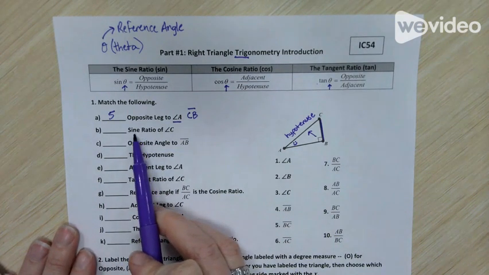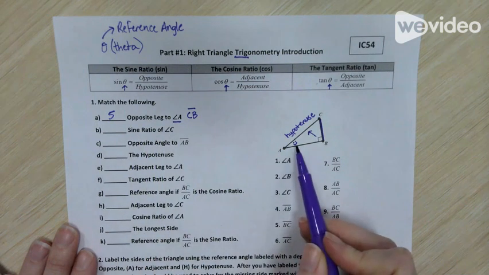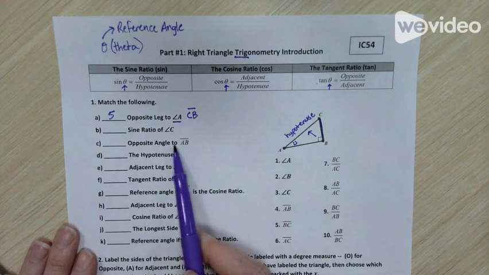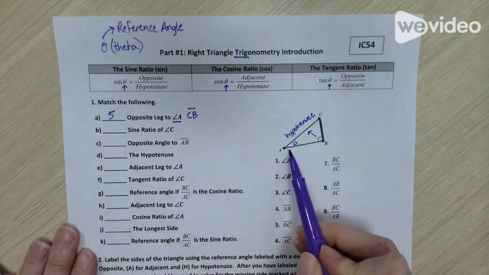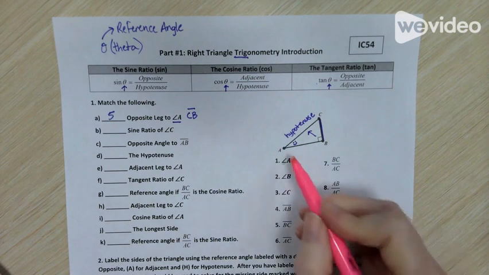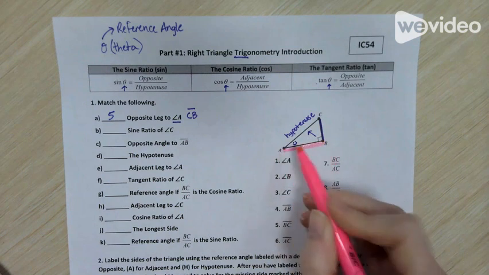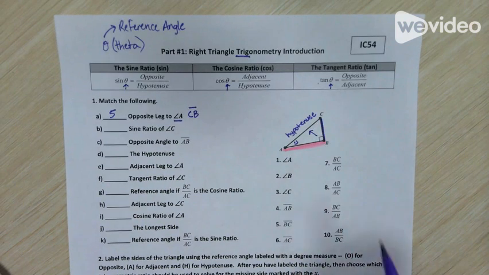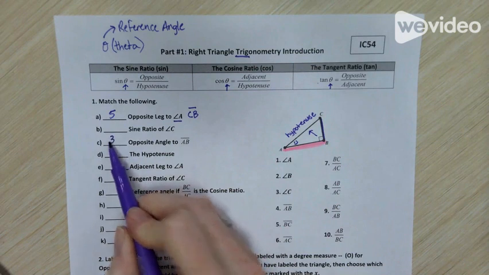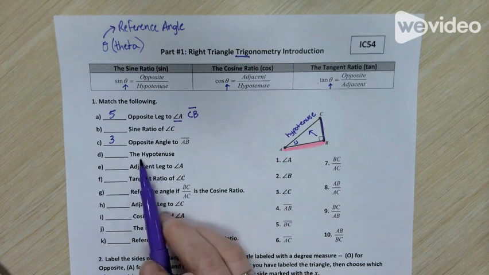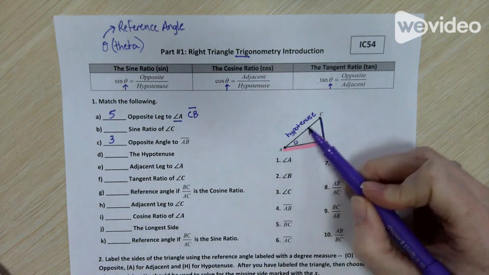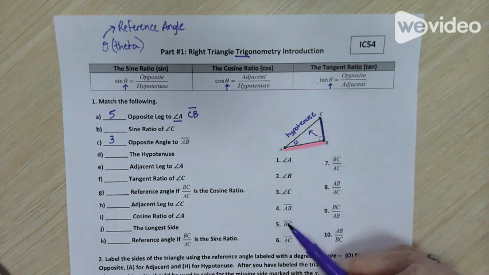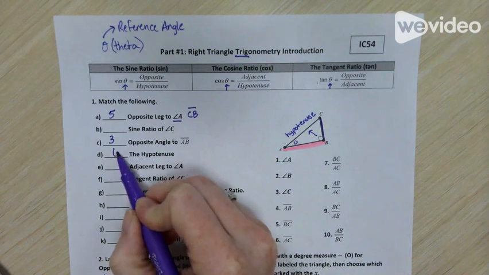If we're going to think about the sine ratio of angle C, our reference angle will change. So let's hold off on that one for right now. Opposite angle to side AB. Well, we could probably figure that one out. If we're over here at side AB, that's connected to angle A and angle B. So the opposite angle would be angle C. That's going to be option 3 in our list. We said the hypotenuse is always opposite the right angle, across from the right angle. So that's going to be this third side here, AC. That's option 6 in our list.